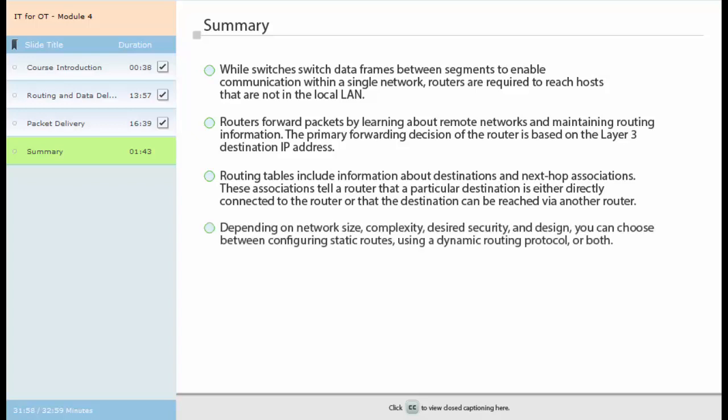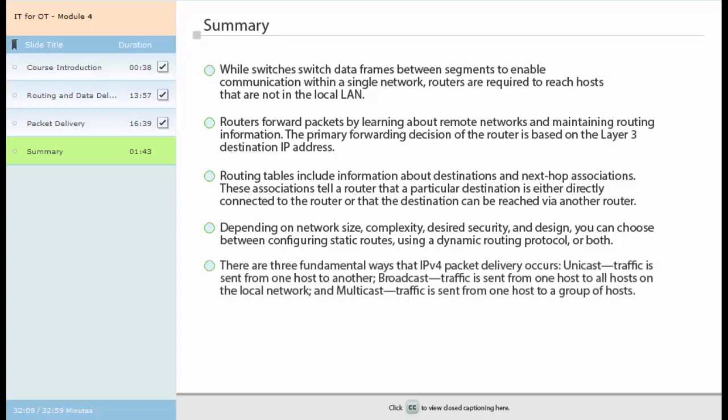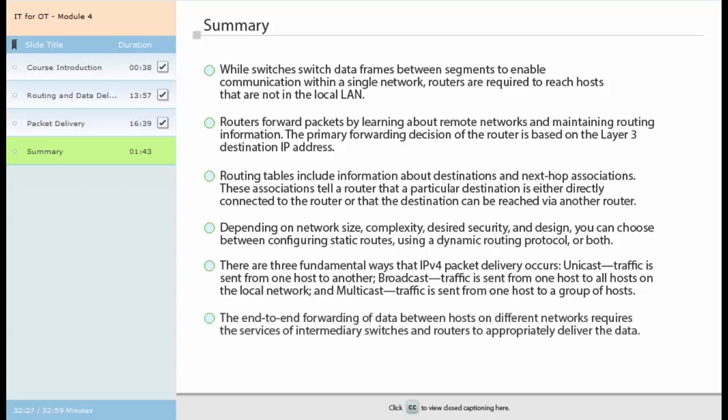Depending on network size, complexity, desired security, and design, you can choose between configuring static routes, using a dynamic routing protocol, or both. There are three fundamental ways that IPv4 packet delivery occurs: unicast, when traffic is sent from one host to another; broadcast, when traffic is sent from one host to all hosts on the local network; and multicast, when traffic is sent from one host to a group of hosts. And the end-to-end forwarding of data between hosts on different networks requires the services of intermediary switches and routers to appropriately deliver the data.